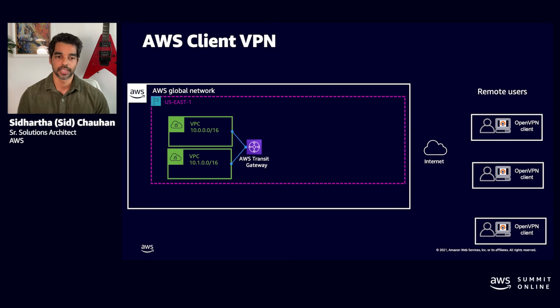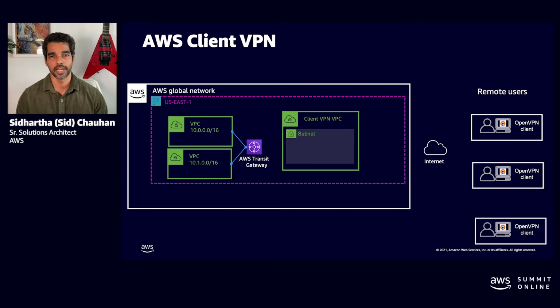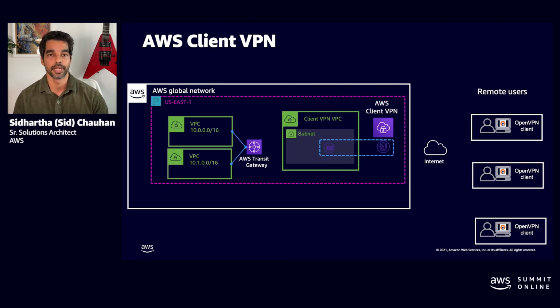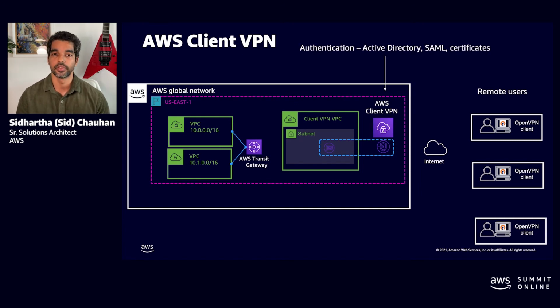Let's see how this connectivity works. So again, we have AWS infrastructure on the left. We first create a client VPN VPC. Again, just a regular VPC, but within this VPC, we'll provision the AWS Client VPN endpoint. Now, the users using the OpenVPN client will authenticate with this AWS Client VPN endpoint. Now you can use Active Directory credentials, you can use SAML federation, or you can use certificates for authentication. But once the authentication is complete, the user is authenticated, they will get access to the client VPC.